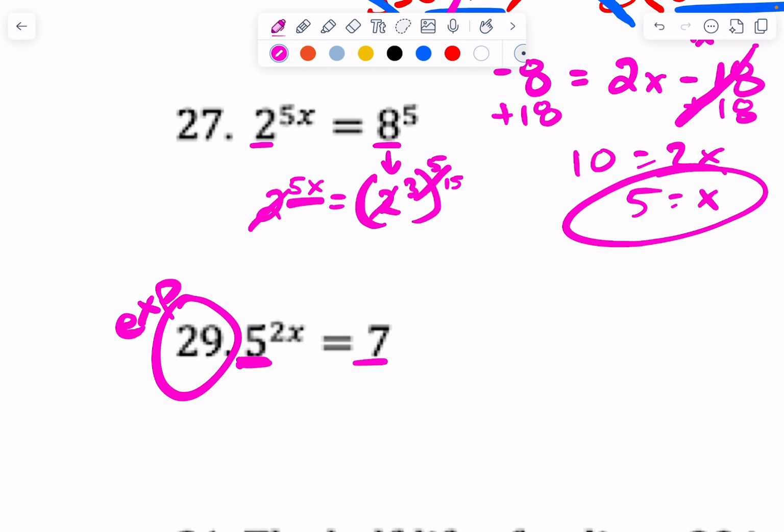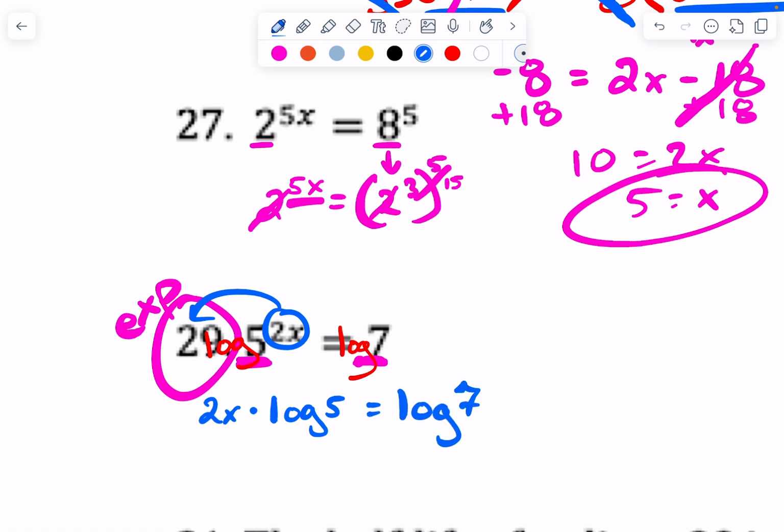But 5 and 7, I can't do that. So what I've got to do is I've got to log both sides. So I have log and log, right? And then what that allows me to do is bring this 2x down in front. So I've got 2x, and then I've got times log 5 equals log 7. Okay. And then I'm trying to solve for x. So I'm going to divide by log 5. And 2x is equal to whatever that big old decimal number is.